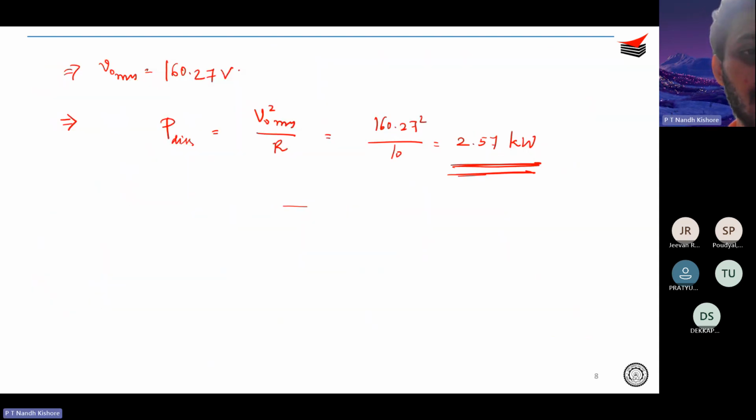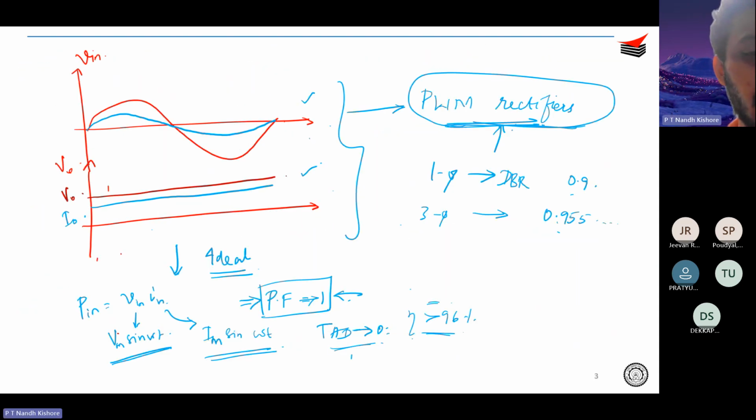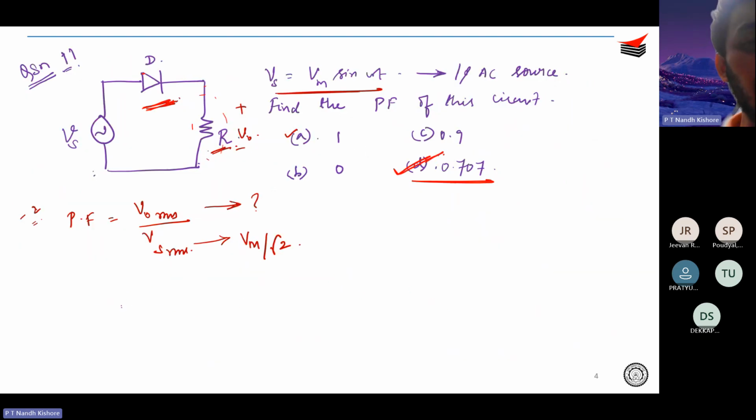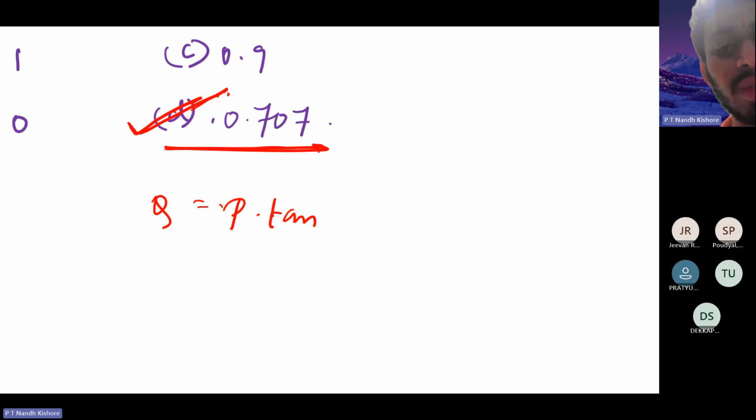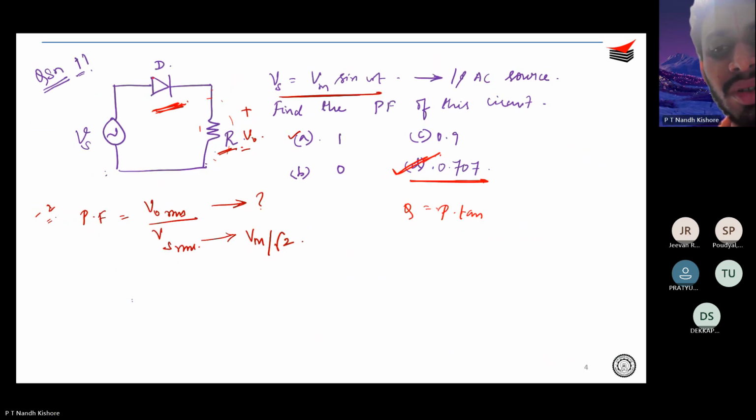Take the first question. This is a rectifier, just a simple diode rectifier. You saw that the power factor is 0.707. That means there is a particular Q associated with it, P times tan of whatever is the angle. P times tan alpha.